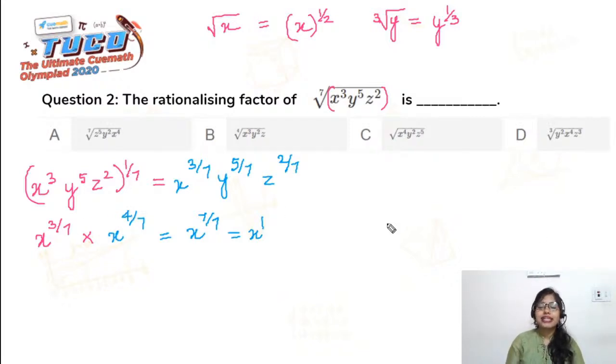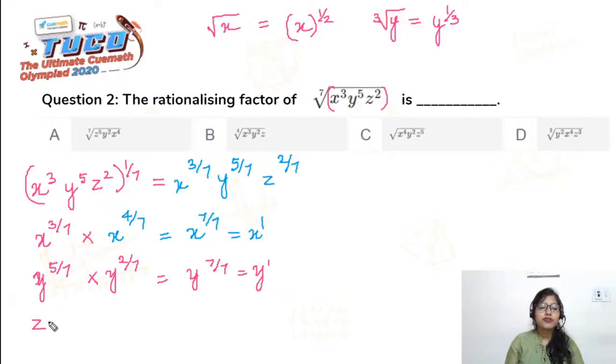So according to this, let's go ahead with the next one. We have y to the power of 5/7. And we know that 5 plus 2 gives us a 7. So this has to be 2/7, right? So this gives us y to the power of 7/7, which is nothing but y to the power of 1. And the third one is z to the power of 2/7. So with 2, I need to add a 5. So z to the power of 5/7, which gives z to the power of 7/7. So it's giving us z to the power of 1.